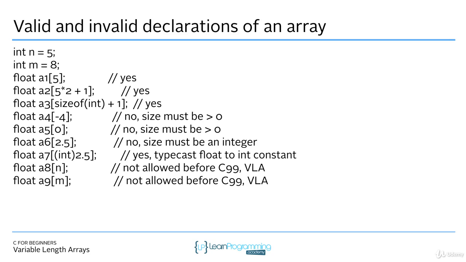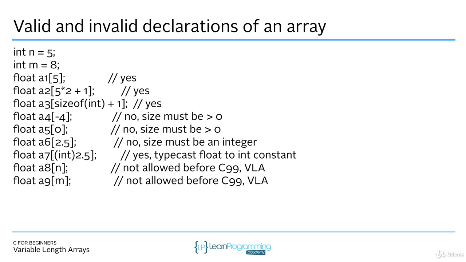Putting a negative number inside the declaration of an array, no, you can't do that. There's no such thing as a negative 4. The size of the array has to be greater than 0. So also 0 will not work. 2.5, putting a float, can't do that either. It doesn't make sense. How can you create an array of size 2.5? However, if you do put 2.5 inside the square brackets and you cast it to an int, that's okay.